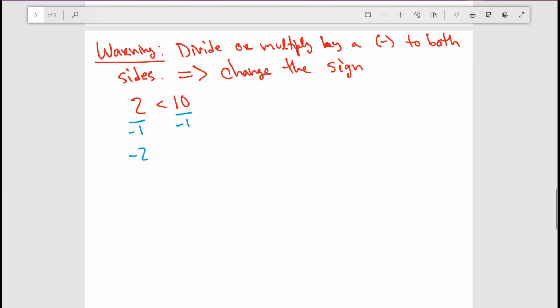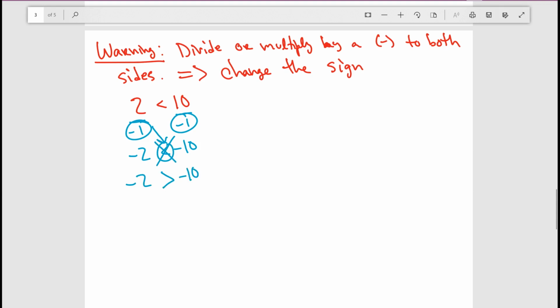So what I'm going to get is negative 2 is less than negative 10. This is not correct anymore because negative 2 is not less than negative 10. Negative 2 is greater than negative 10. So what happens here is that whenever you divide or even multiply by some sort of negative, you have to switch the sign. So this is no longer that, it has to be a greater than sign.